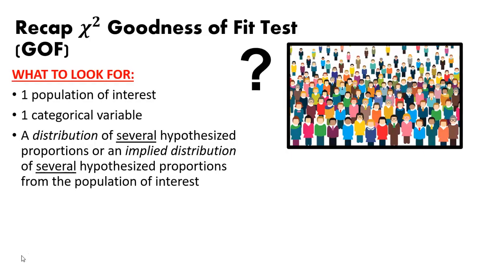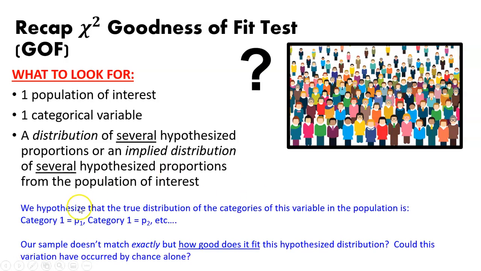So a goodness of fit test, remember from last time, what does that look like? That is one population of interest and one categorical variable. That means you're trying to decide what the distribution of several hypothesized proportions are for a certain population of interest. I go and I ask a sample of my population one question, and I want to know what that distribution looks like. So that's where we say category 1 is P1, category 2 is P2. I think 20% of my results are category 1 and 30% of my results are category 3.